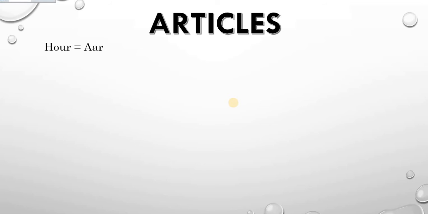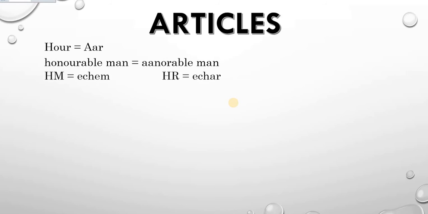For example, we'll take the word hour. When we pronounce a word, we should use the proper pronunciation. It is spelled H-O-U-R, but it is pronounced "our," not "hour." The sound "ow" is a vowel sound, so we use an before hour. One more example, honorable man. It is not pronounced "honorable" with an h, but it starts with a vowel sound, so we use an. There are some more examples.